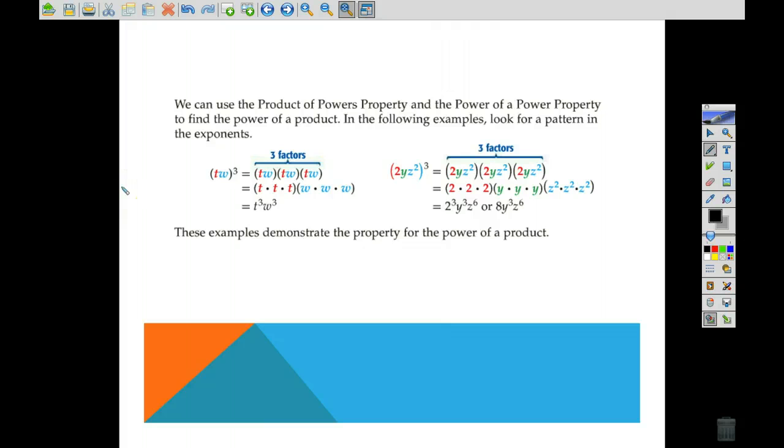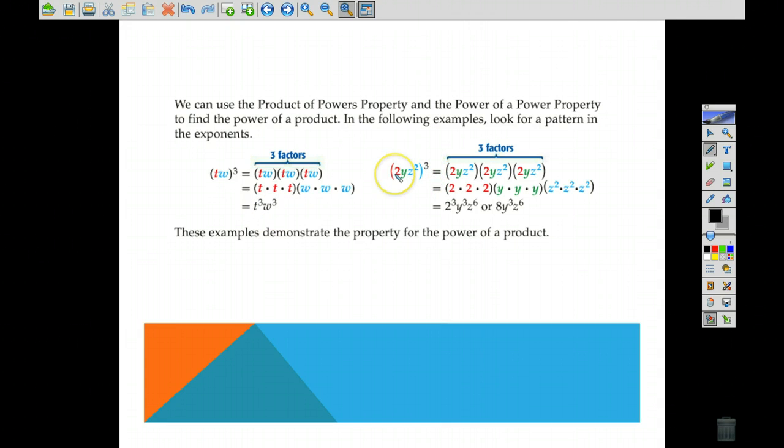All right, here's another pattern we see. Product of powers property and the power of a power property to find the power of a product. That's a lot of powers and properties. Okay, so in the following example, look for a pattern in the exponents. All right, so you have tw to the third power. That means t times t times t, w times w times w, because they're in parentheses. Now, if we didn't have these parentheses, that would be a different question. But because t and w are both in parentheses, that third power applies to everything inside. So that means t to the third, w to the third. Again, everything inside parentheses, you're going to do to the third power.